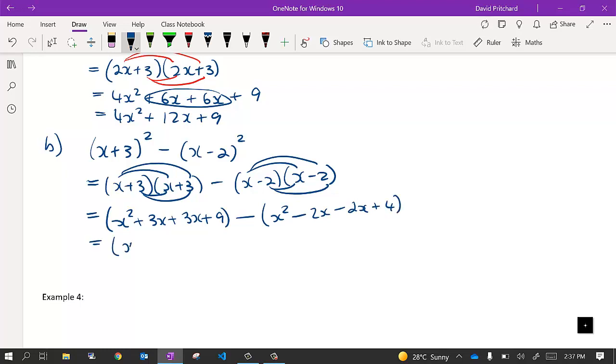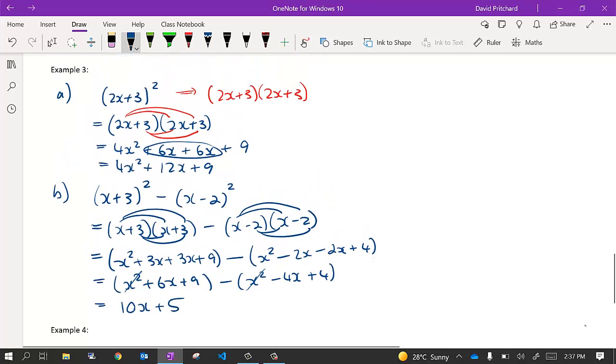So we end up with x squared plus 6x plus 9. Subtract x squared, take 4x plus 4. And then in that last step, now we can subtract. We've got x squared take away x squared, so that's gone. We've got 6x take away negative 4x, and take away negative makes it positive. So we've got 6x plus 4x, which is 10x. And now we've got 9 take away 4, which gives us plus 5. Okay, so hopefully that makes sense.